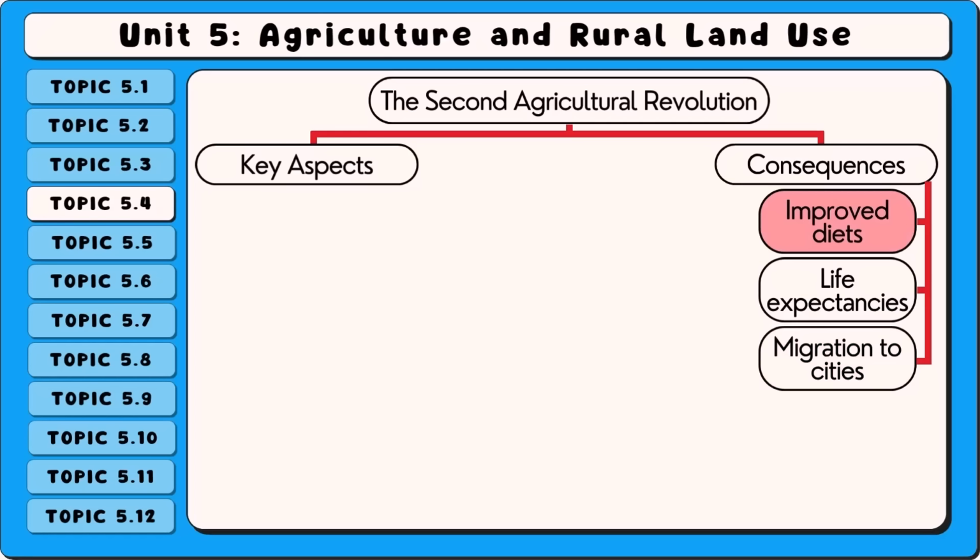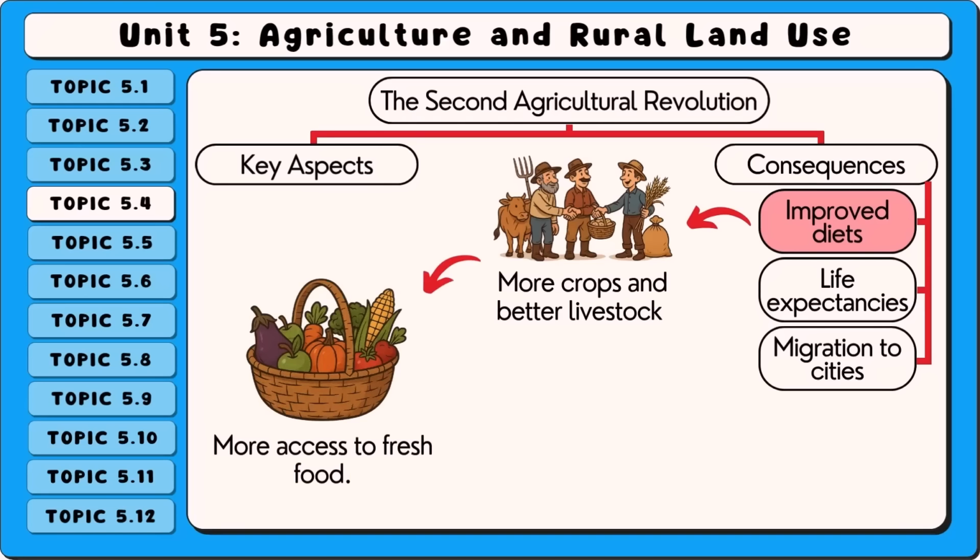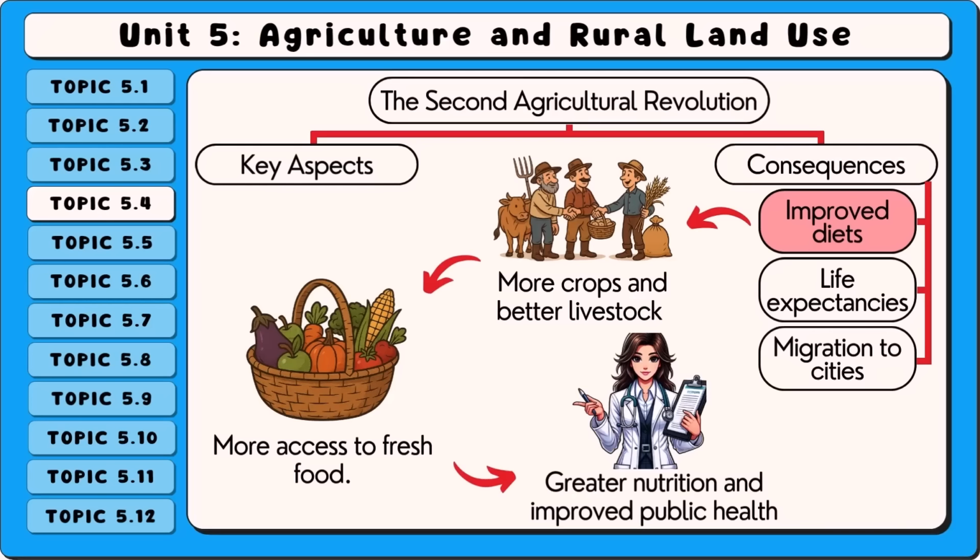The first consequence was improved diets. With more crops and better livestock, people had more access to fresh food. The variety and amount of food increased, helping people get the nutrients they needed. This improved public health, especially in urban areas that had previously suffered from food shortages.